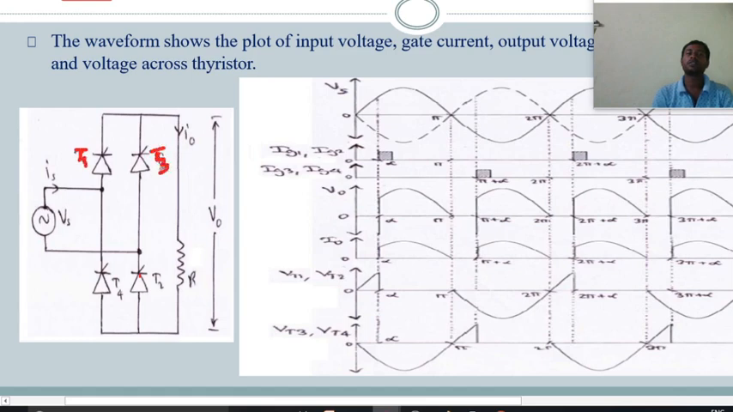T1, T3, T2, T4 are used, and the supply Vs is equal to Vm sin omega t. So the input voltage is Vm sin omega t.